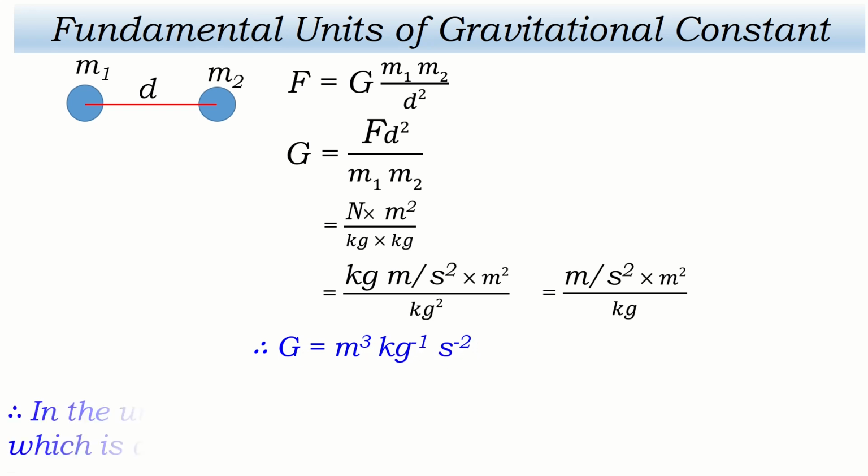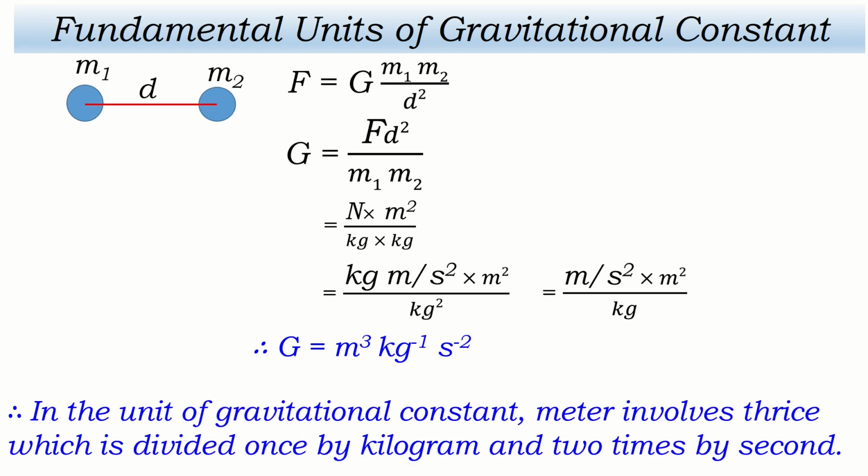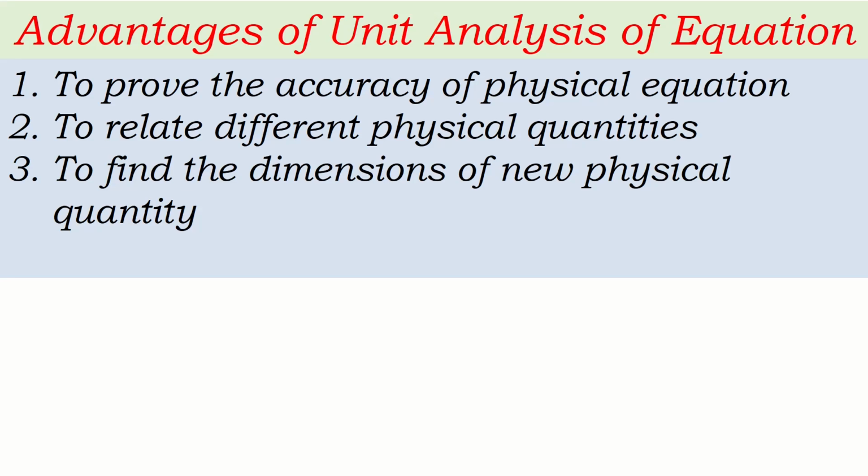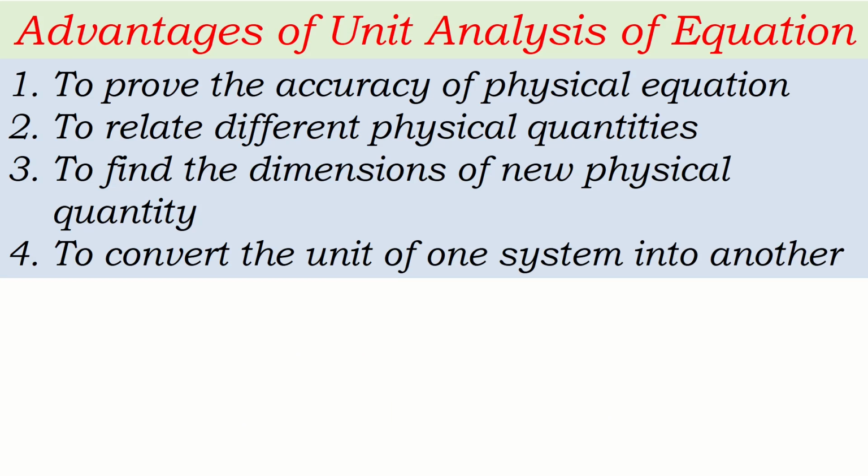What does it mean? In the unit of gravitational constant, meter appears thrice, which is divided once by kilogram and twice by second. Okay, now let's go to another point also: how to convert the unit of one system into another. How can we convert? Let's take an example. Convert Newton into C.G.S system. If you are told like this, you can say like this.